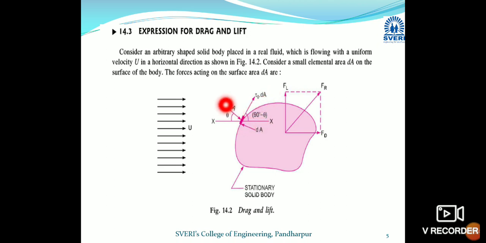Let us consider that this PdA force makes angle theta with the direction of motion. So the PdA angle is theta. Therefore, the angle between PdA and tau dA is 90, and definitely the angle here will become 90 minus theta. So dA is the area. Now we have to calculate the drag force and lift force on this elemental area first, and afterwards we will integrate them to get the total drag force and total lift force acting on the entire surface, the entire body.